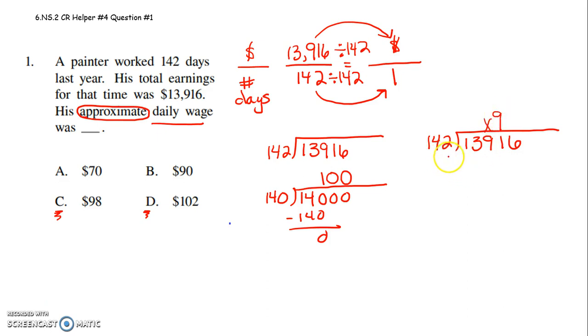Because if this had been 1,400, I would know it could be about 10 times. So I'm going to guess about 9. So off to the side, I'm going to multiply 142 times 9. 9 times 2 is 18. 4 times 9 is 36, and 1 is 37. Put down a 7, carry a 3. 9 times 1 is 9, 10, 11, 12.